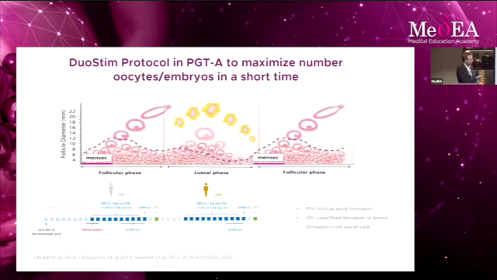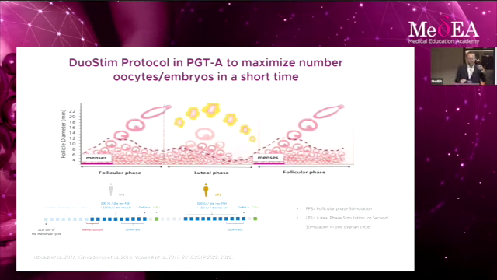This is theoretically what we have. So we have the follicular waves, we have the luteal waves. In some cases, of course, according with the duration of the menstrual cycle, we can have multiple follicular waves. Our protocol was to try to maximize the ovarian response in a very short time in one ovarian cycle. So usually, the previous idea was to compare two identical stimulation in two different cycles.